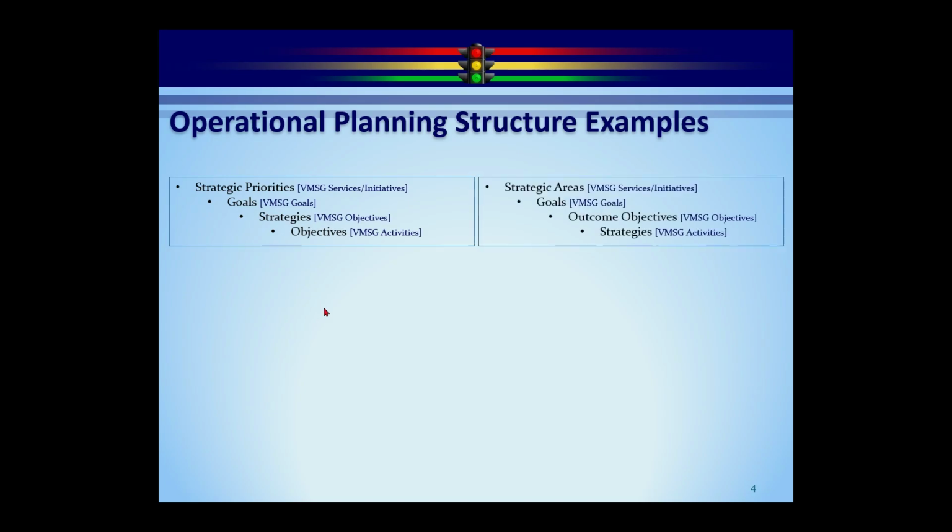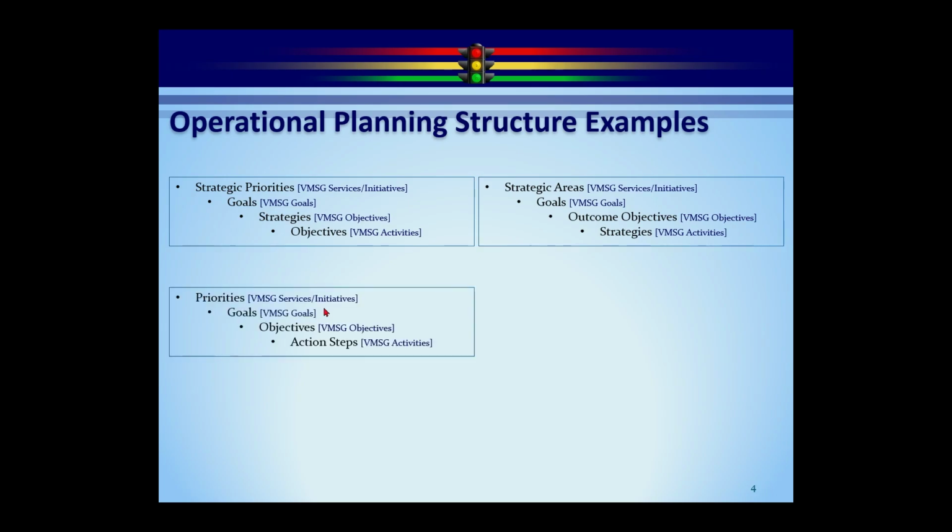Strategic areas is a pretty good definition of what a service or initiative is. And then goals, outcome objective. I like that term, because the objectives are what outcome we are trying to achieve here. And then the strategies are the activities that we're going to do to get to the objectives. Here's another example: priorities, goals, objectives, and action steps. Action steps, I would say, is the most common term that we see for activities. It's the steps we're going to go through to get to the objective.